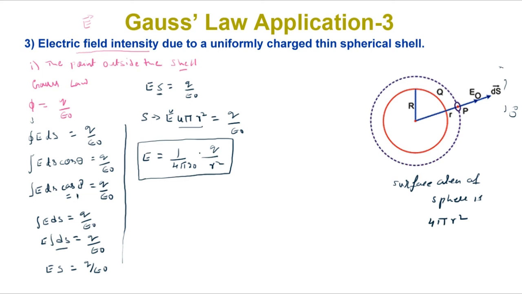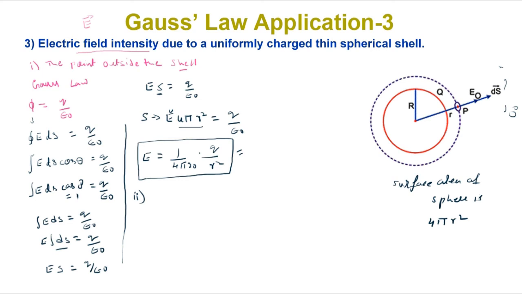1 by 4 pi epsilon naught is a constant, and Q is the amount of charge enclosed. Substitute the distance and you will get the field. It is almost similar to the electric field intensity formula. Then we have to go for the second target.